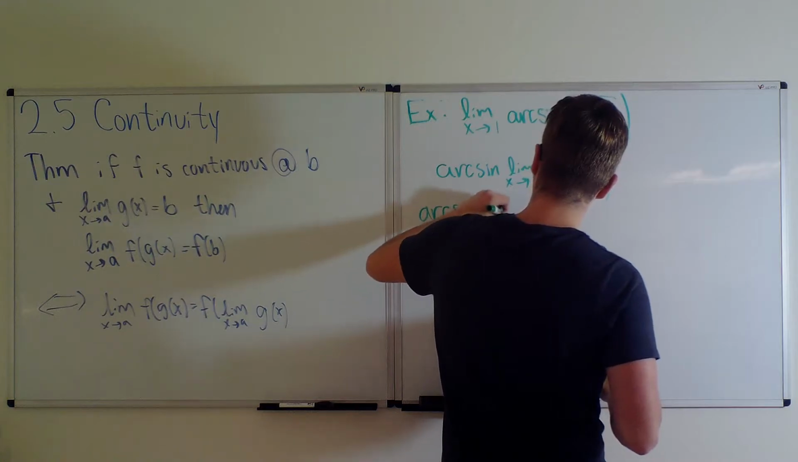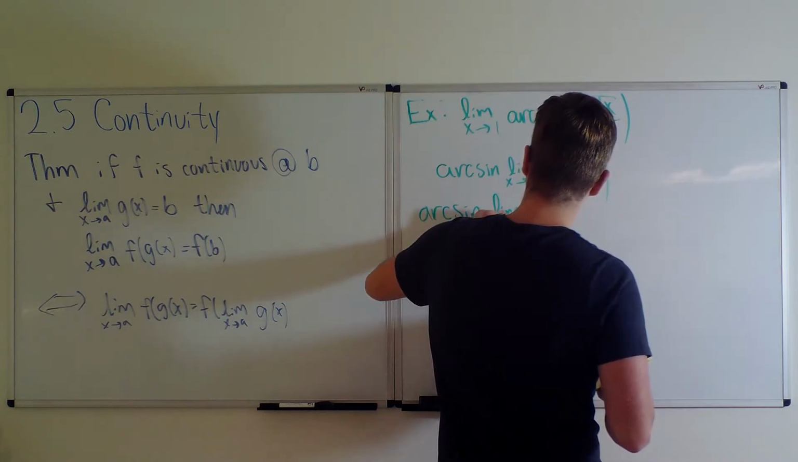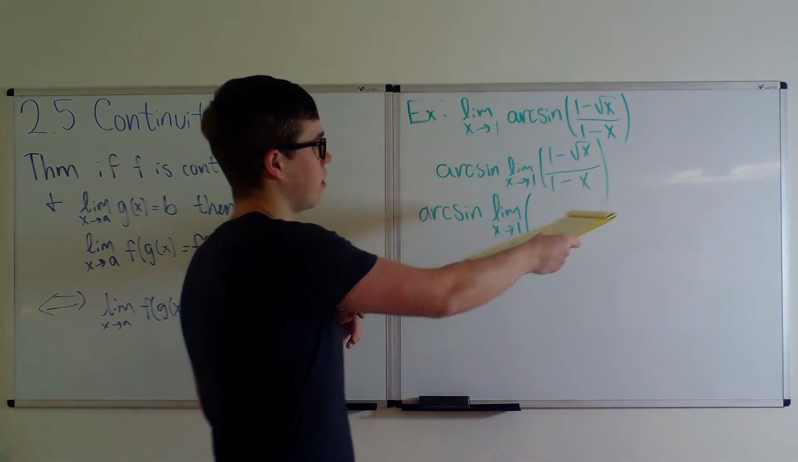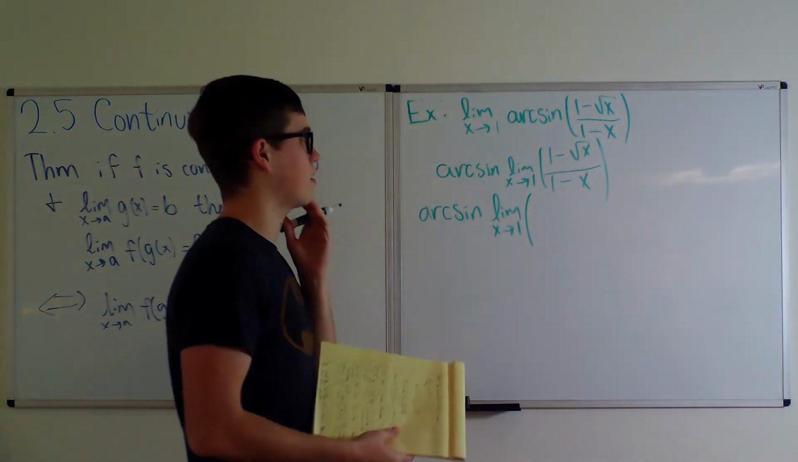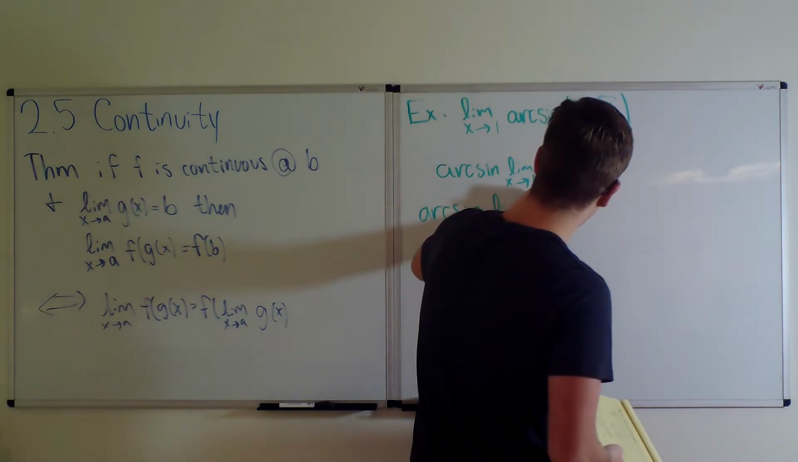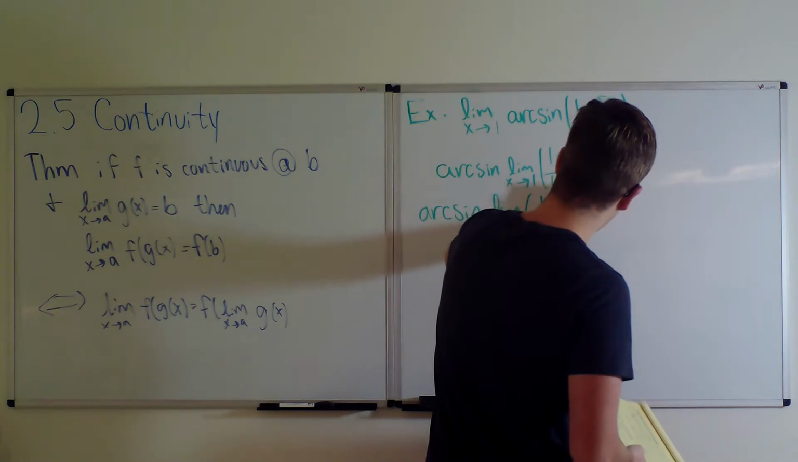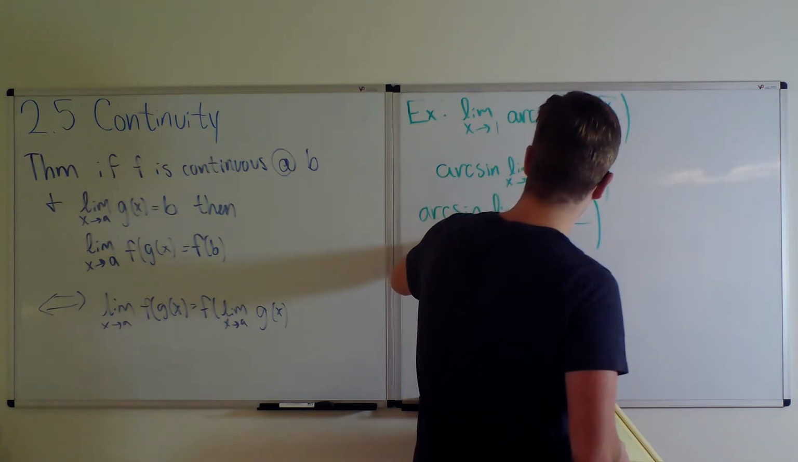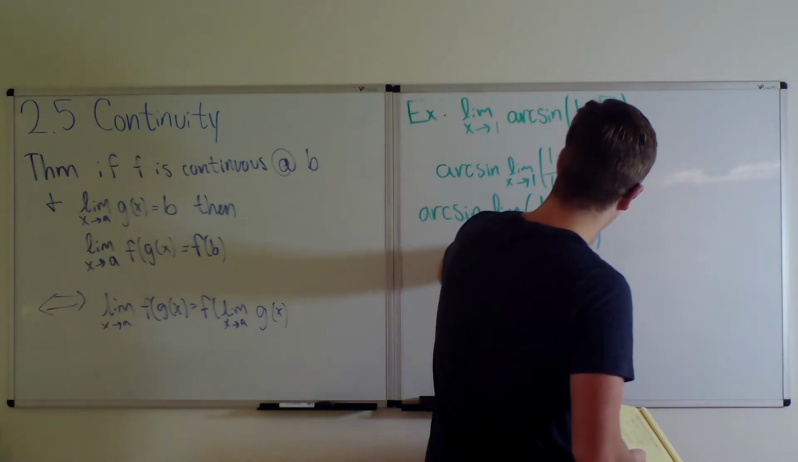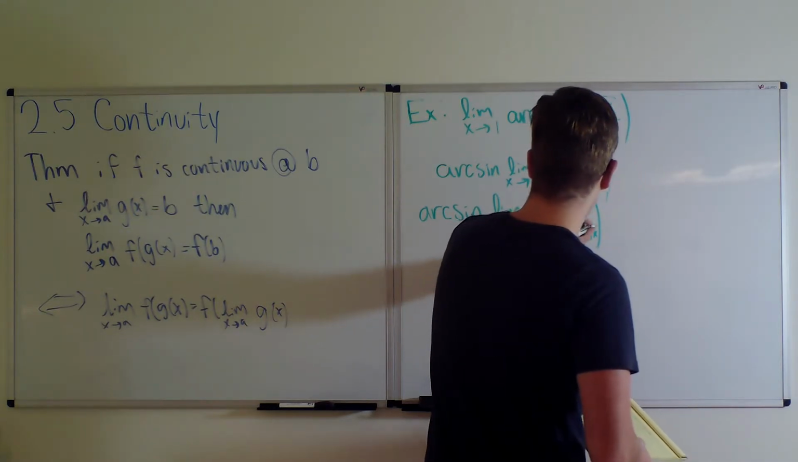So, let's do this limit as x approaches 1. We see 1 minus x and 1 minus root x. Well, what can you do? You can break up the bottom. You can factor it out and have it be 1 plus square root x times 1 minus square root x. And then, hey, would you look at that?